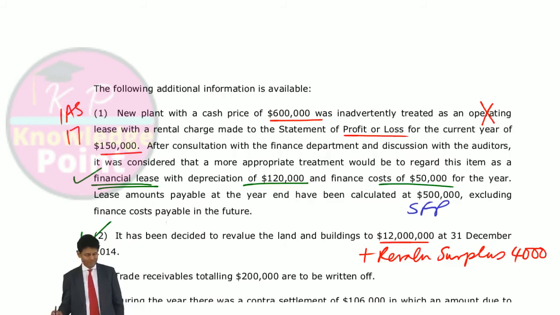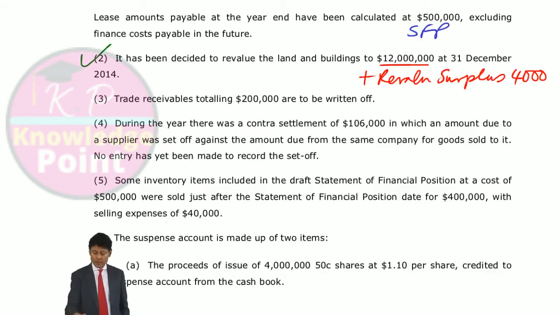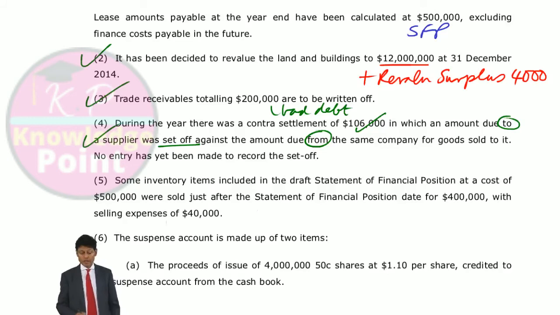Trade receivables totaling 200,000 to be written off. Now that's extremely straightforward. That's basically a bad debt. And then there's a contra settlement of 106 in which an amount due to a supplier was set off against the amount due from the same supplier. So that's another little thing we could easily handle. So I'm going to do those two entries together as we start moving.